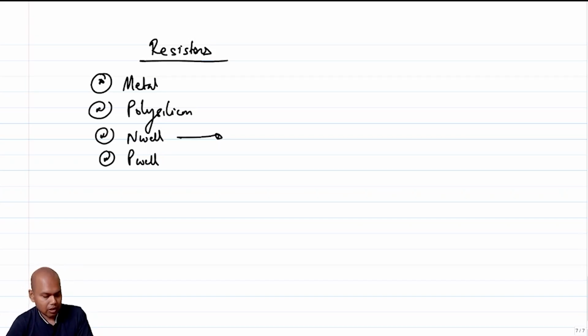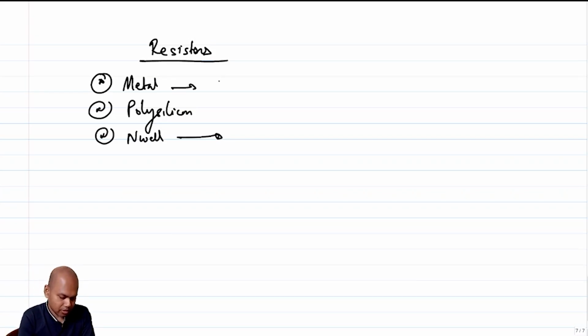I wouldn't put P-well typically, because for that you will require a triple well process. But let's forget about the P-well. Typically you get metal, polysilicon, and N-well, and some combinations of these, right? So generally metal gives you the lowest resistance. It's the lowest. This is the highest resistivity, and this is metal, right?